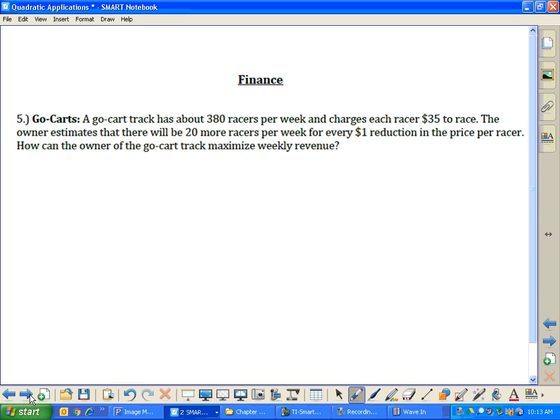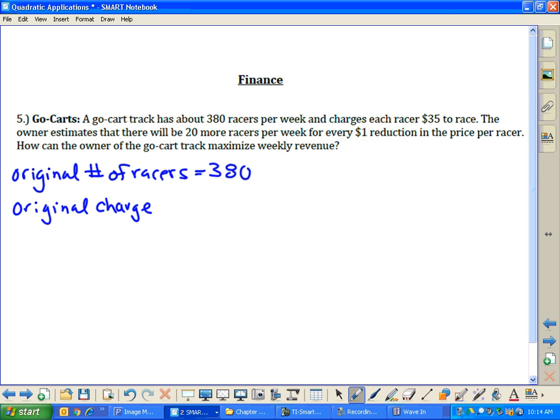Got it, Michael? Okay. So what I can pull from your information is that the original number of racers that this guy's going to bring in at 35 bucks a pop is 380. So I'll say my original number of racers is 380. And then the original charge per racer is 35 bucks.